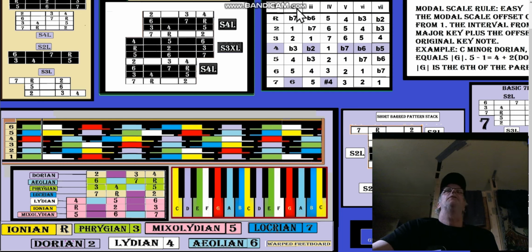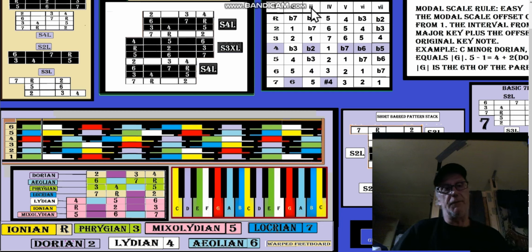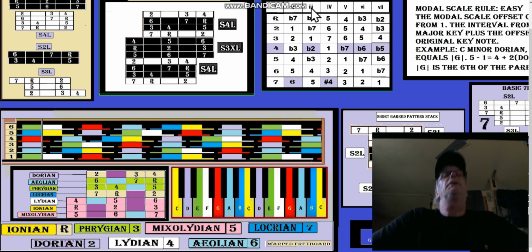So if you have two minors in a row, then you know the key is another whole step down. That sounds really cool, because it is the parent key of the two minors, and they're lost because you don't really play two minors in a row. You can. It sounds kind of mellow.